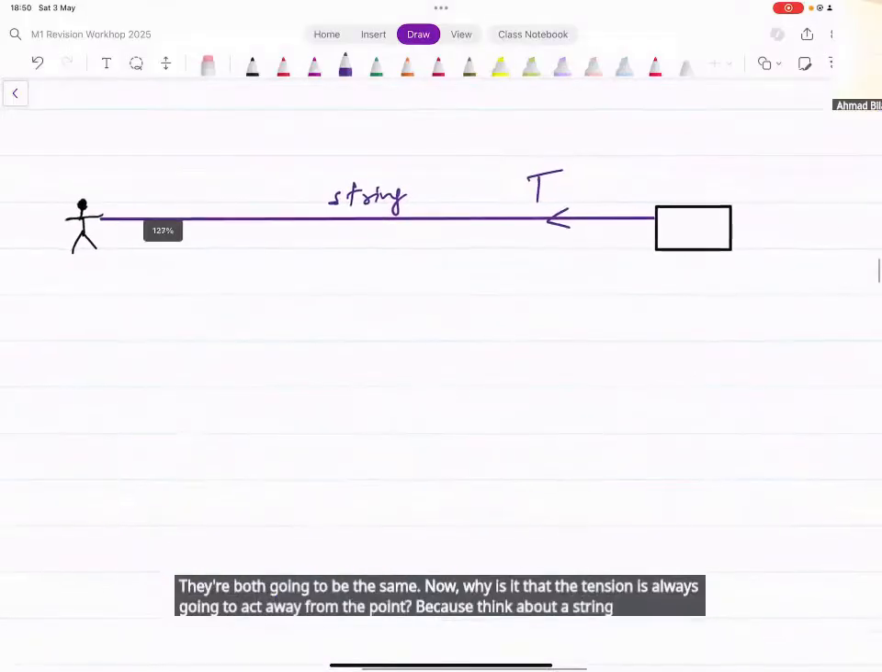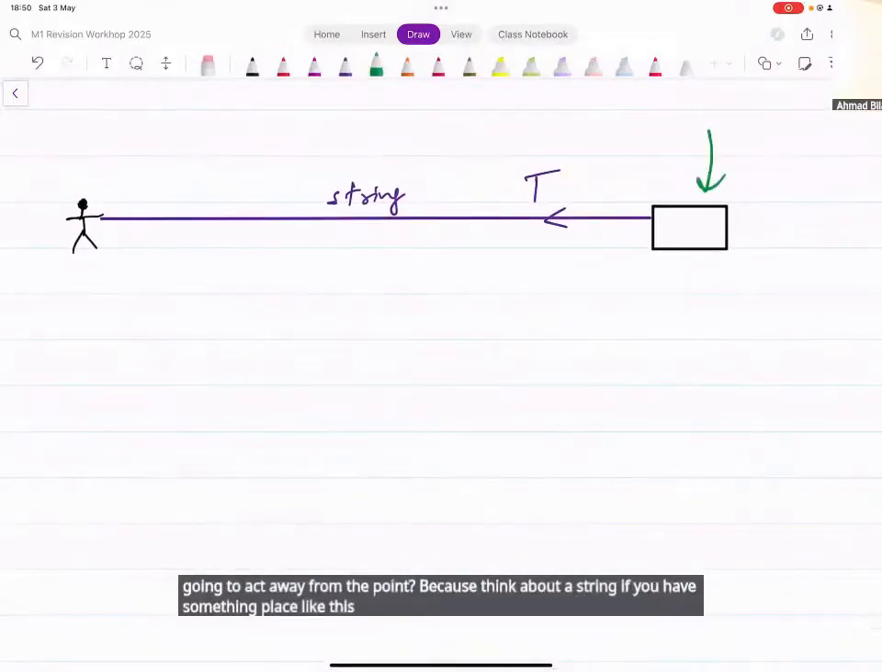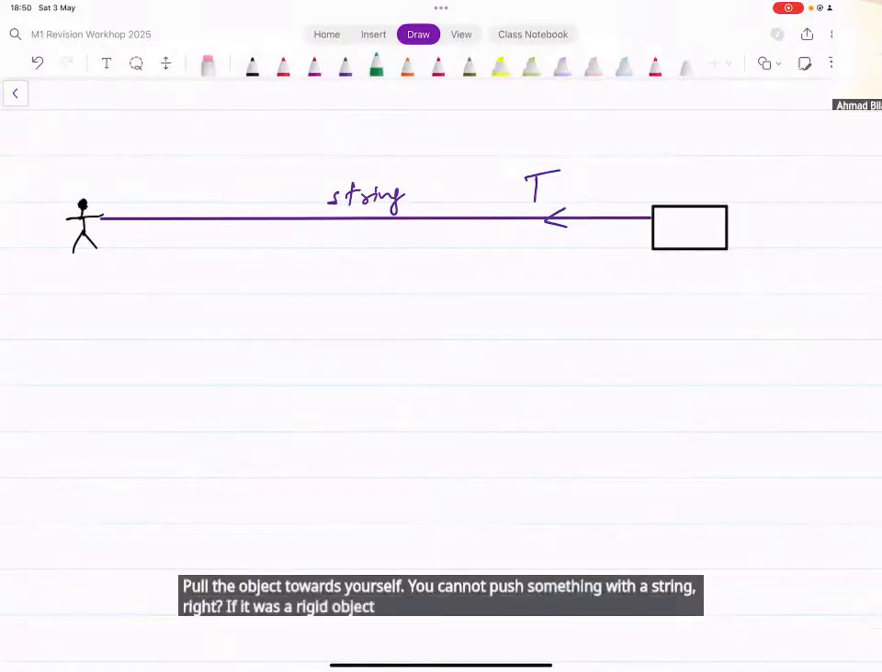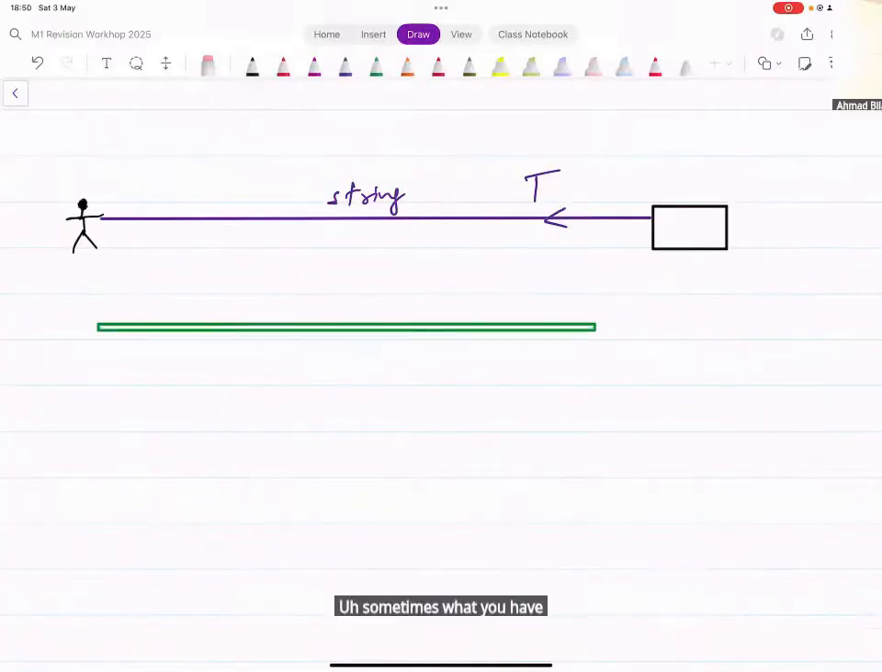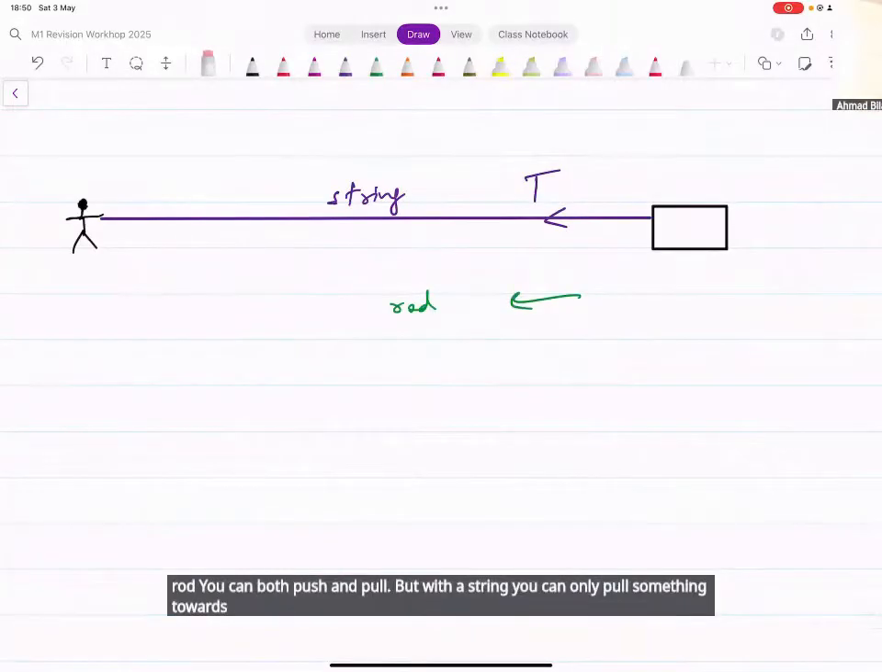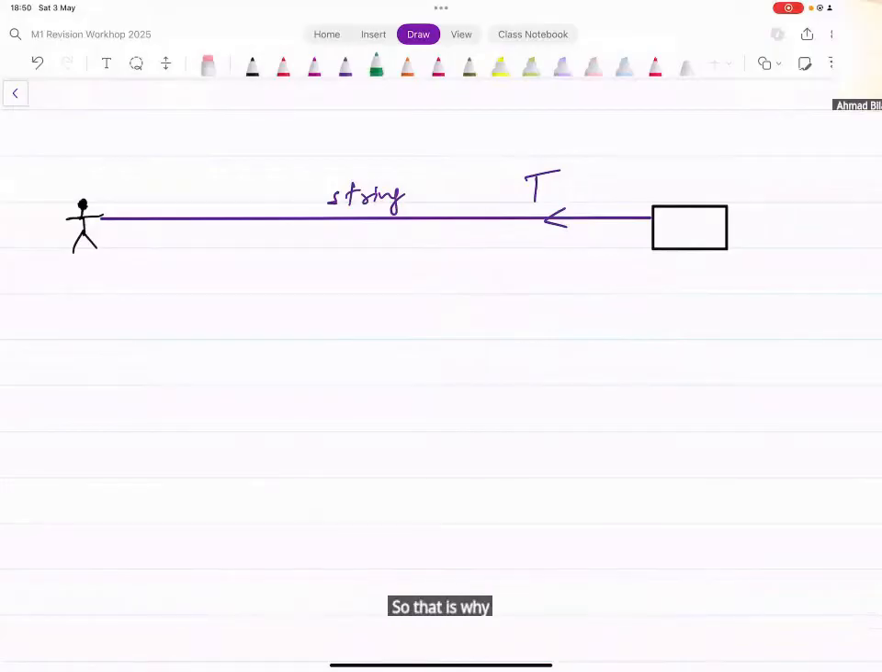If you have something placed like this, and you have a string tied to this block, tied to that block, with a string you can only pull the object towards yourself. You cannot push something with a string, right? If it was a rigid object, as we'll see later, sometimes you have a rod like this that is tied to an object. With a rod, you can both push and pull. But with a string, you can only pull something towards yourself. So that is why, with a string, the tension always acts away from that object and towards the string, in this direction.